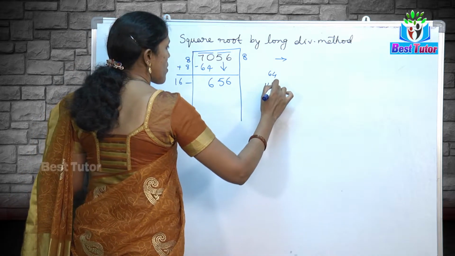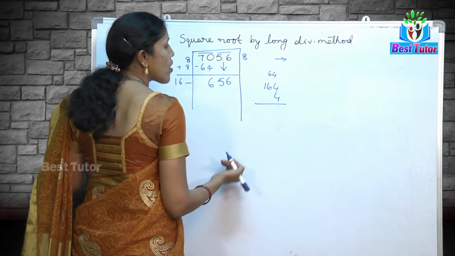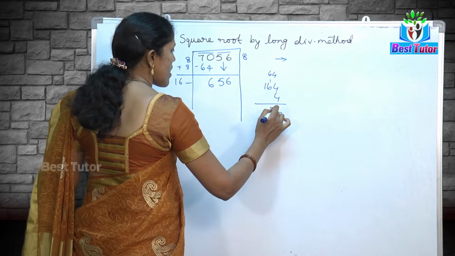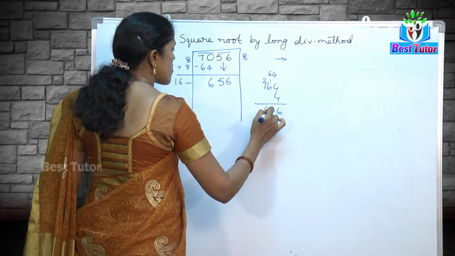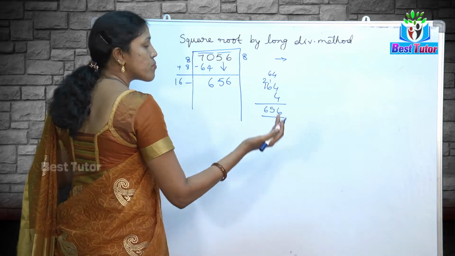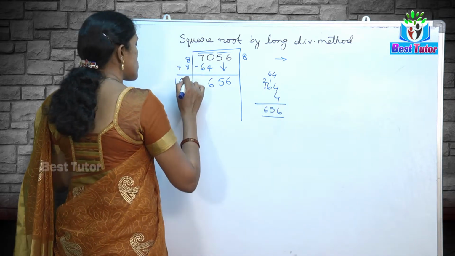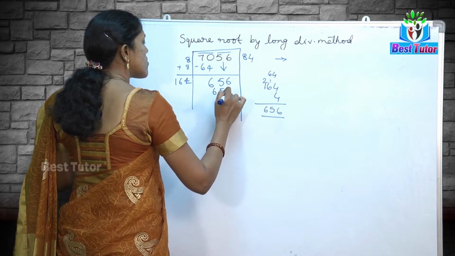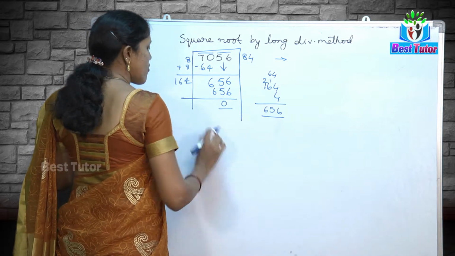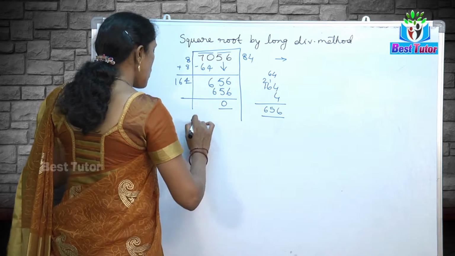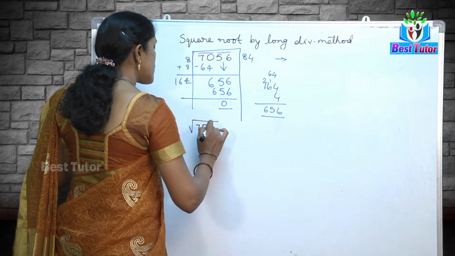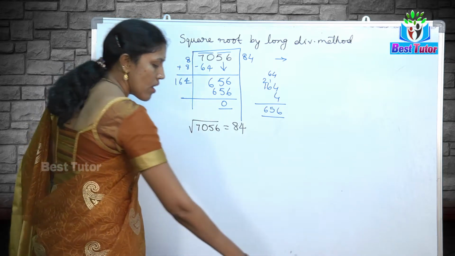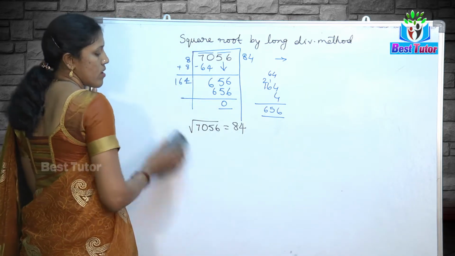Let us try. If I multiply 164 with 4, what do I get? 4 4s are 16, 4 6s are 24, 25, 4 1s are 4, 6. Yes, this is suitable. So, I will not check with 166 at all. 164, 4s are 656. Therefore, square root of 7056 is 84. Right? Let us move on to the next example.